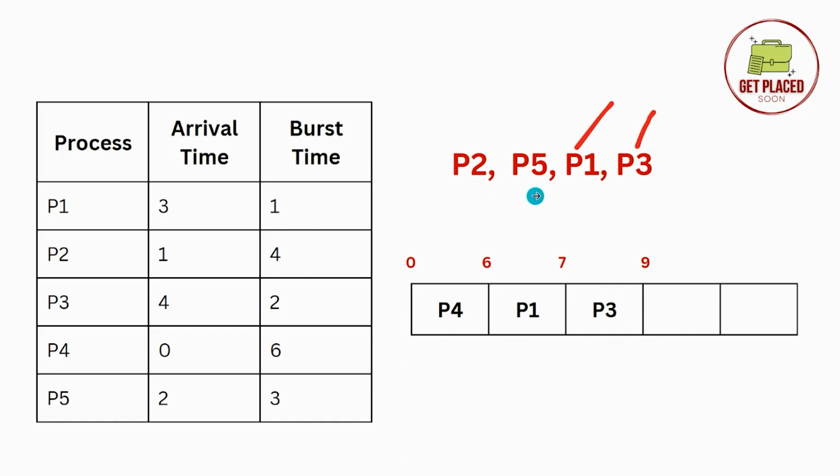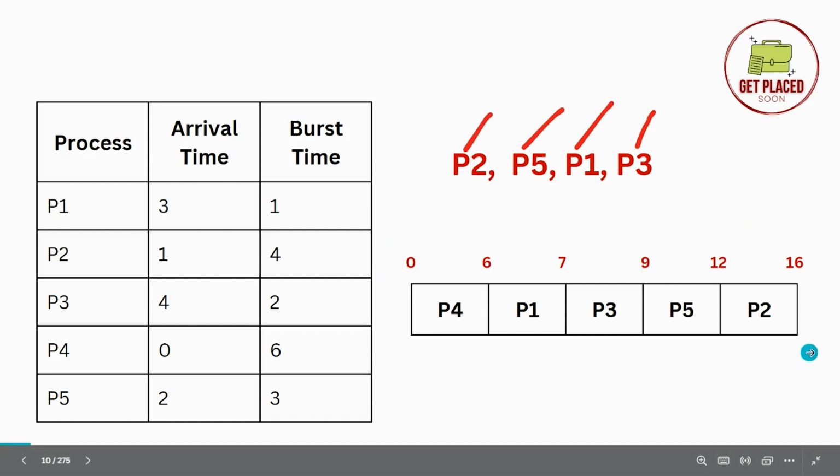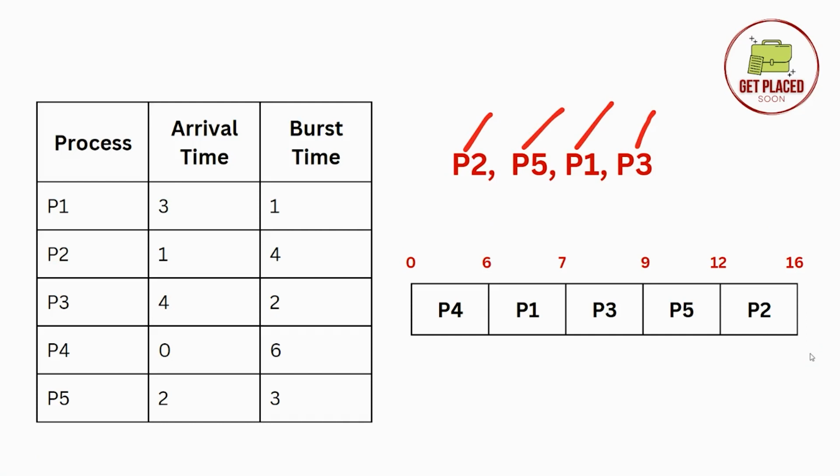We have P2 and P5 left. P2 has 4 burst time, P5 has 3 burst time. So 9 plus 3 is equal to 12, P5 will be executed. The only remaining process is P2. 12 plus 4 is equal to 16, P2 will be executed till it gets completed. So this is how we draw the Gantt chart for the shortest job first scheduling algorithm. I hope you understood. If you have any doubts, make sure you comment below.